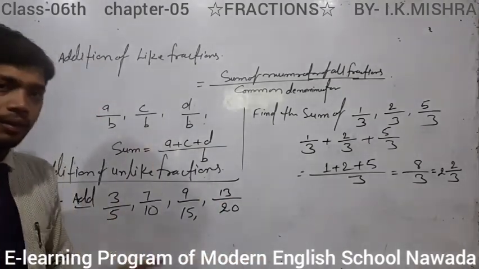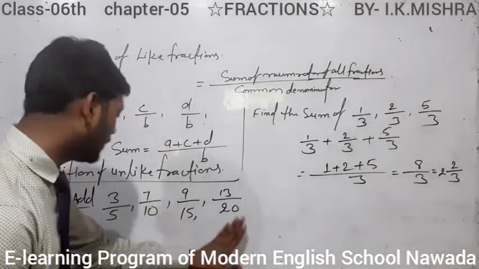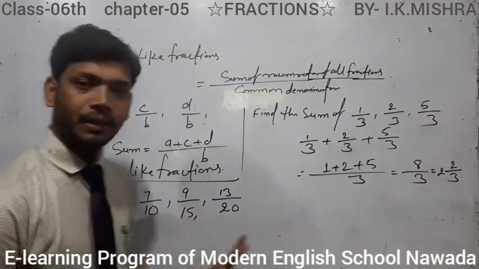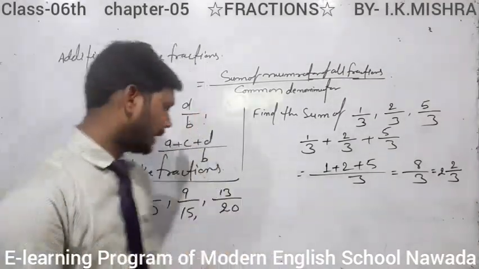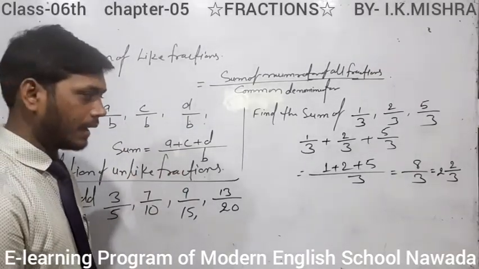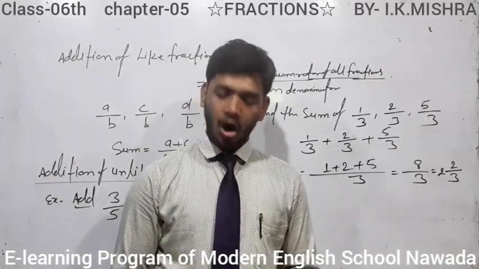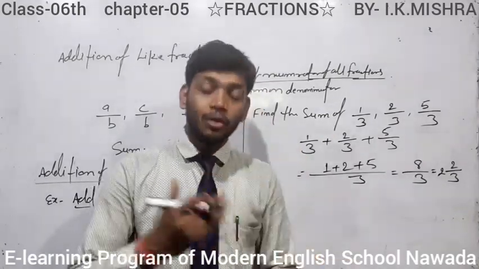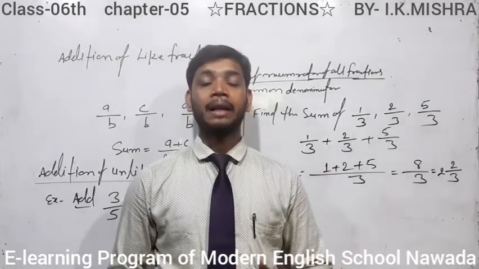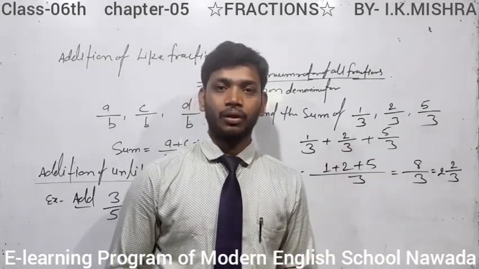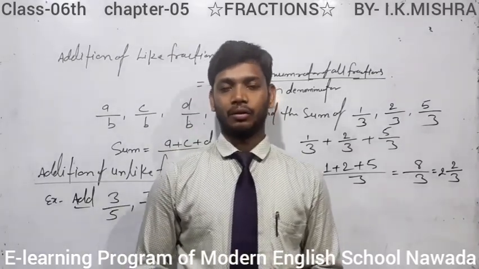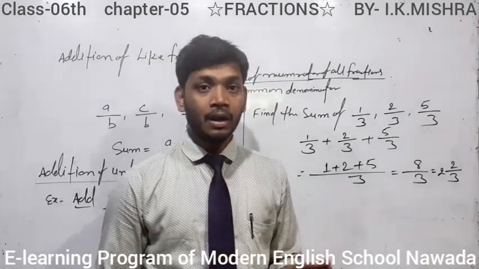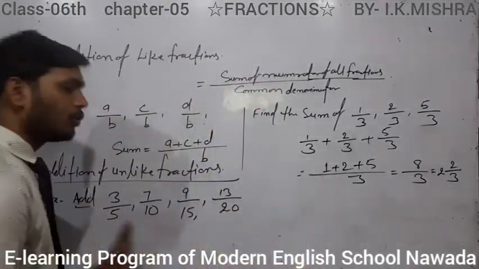For adding them, first of all find the LCM of all of these denominators, and after that change them into like fractions. Students, I discussed in the previous video how to change unlike fractions into like fractions and how to arrange fractions in ascending or descending order. If you didn't watch that video, then go to the description box, click the blue link and watch the previous video. Students, now we have to add.